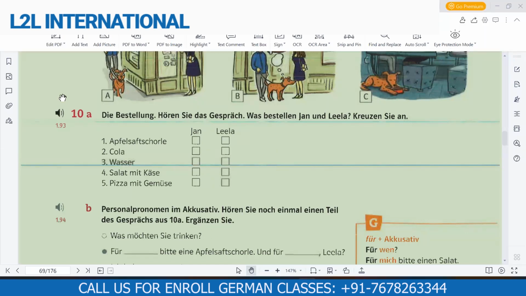Leela ordered cola. Okay, so you think Jan ordered Apfelsaftschorle and Leela ordered cola. And what about the food that they ordered? Leela ordered salad with Käse and Jan ordered pizza. Okay. And did anybody order Wasser?